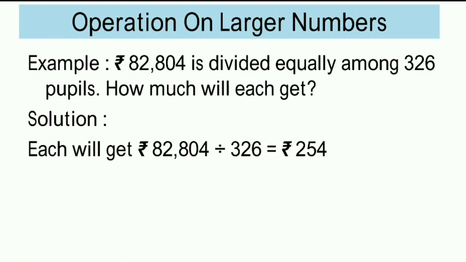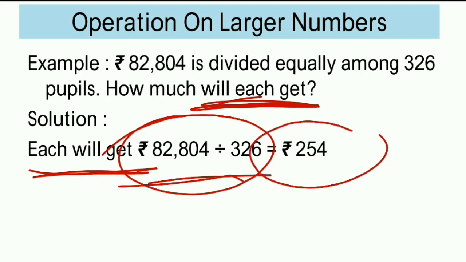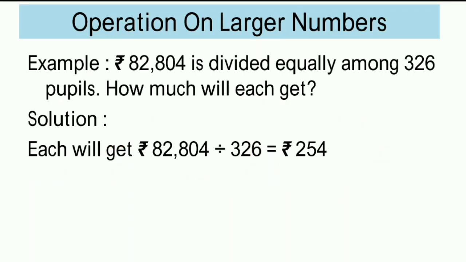So here the share of each person will be 82,804 divided by 326. You have to find for one, so you will divide. So this will be the share for each person, each pupil. I hope that you understood.